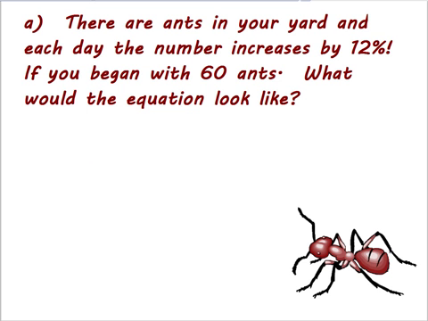Let's take a look. How about if there are ants in your yard and each day the number is increasing by 12%? You begin with 60 ants. What would the equation look like if you put it into the y equals a times b to the x power form? Try to write it down, see if you can get it right, and I'll show you the answer in just a second.